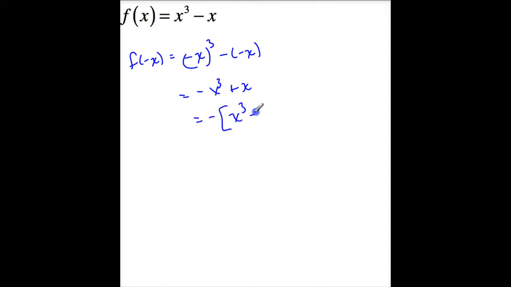What about this function? f of x is x cubed minus x. Well, what is f of negative x? Well, this is negative x cubed minus negative x. So this is minus x cubed plus x. Now, my leading sign is different, so I'm going to factor it out. So this is minus, x cubed minus x. But look at this. This is minus f of x. So by our definitions, this function is odd.